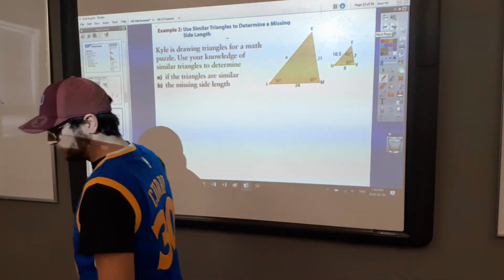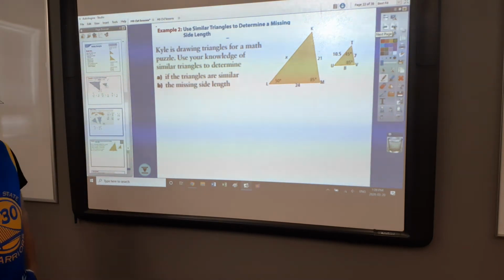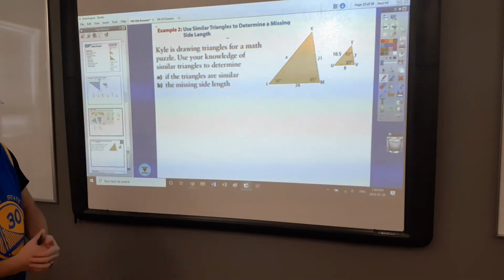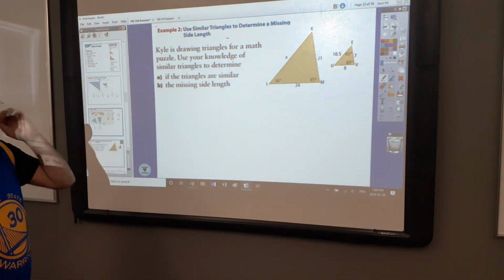Okay, example 2. Kyle is drawing triangles for a math puzzle. Use your knowledge of similar triangles to determine if they're similar, and then determine their missing side length.